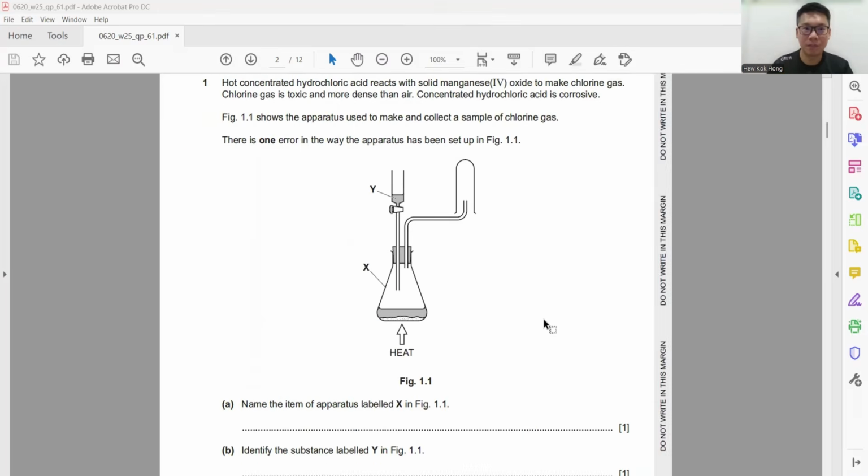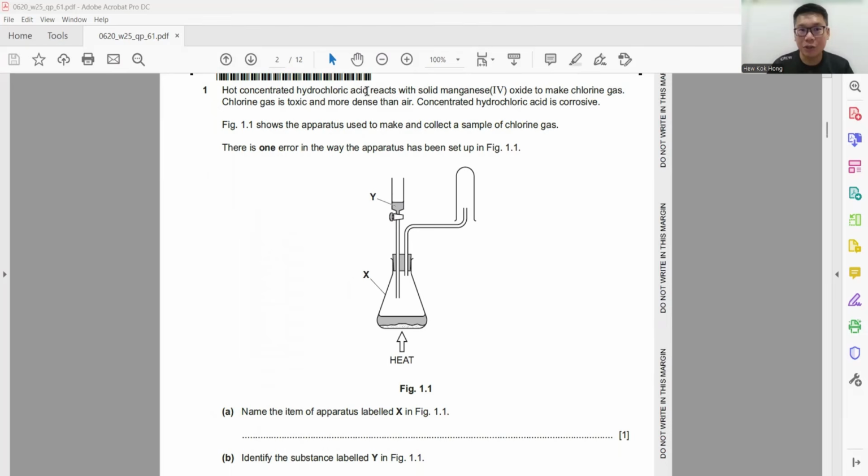Let's go. First question: hot concentrated HCl reacts with solid manganese oxide to make chlorine gas. Chlorine gas is toxic and more dense than air, so this is HCl. This is our manganese oxide. And then when they react, they will form chlorine gas. Chlorine gas is toxic and more dense than air.